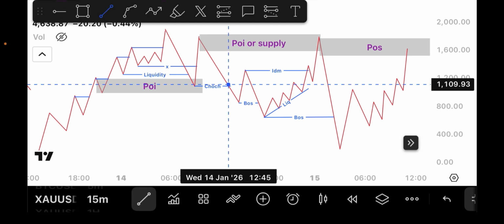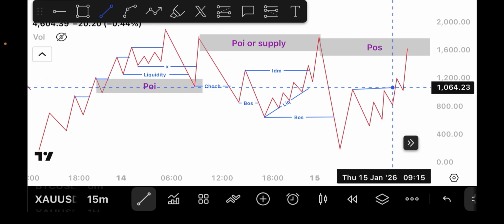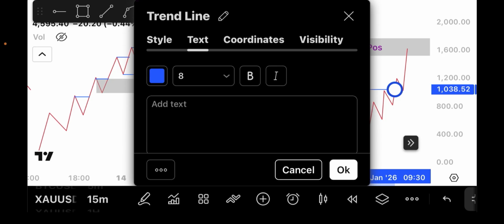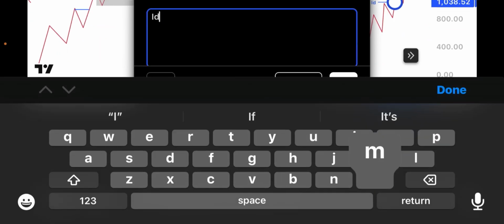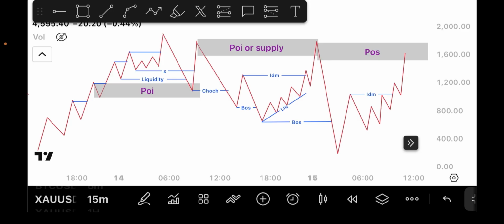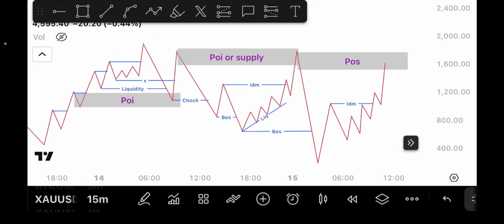Then here now becomes our next inducement. This is our first pullback here, which is our inducement. That is, before you sell or before you buy, always wait for inducement to be taken out. So this is how you apply the inducement, the break of structure, the change of character, and the liquidity in the market.